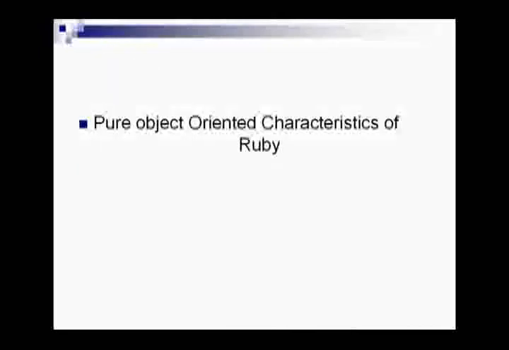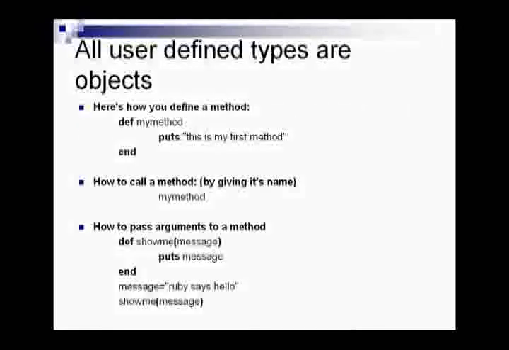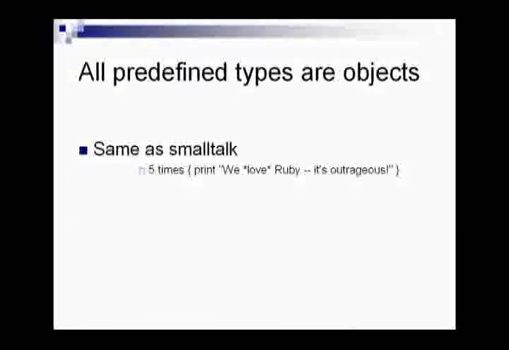Let's look at the object-oriented characteristics of Ruby. All the user-defined types are objects. Here we illustrate how you can define a method in Ruby, how you can call a method in Ruby, and how you can pass arguments to a method in Ruby. In Ruby, all predefined types are objects, same as Smalltalk. Here is an example of predefined data types. Print.